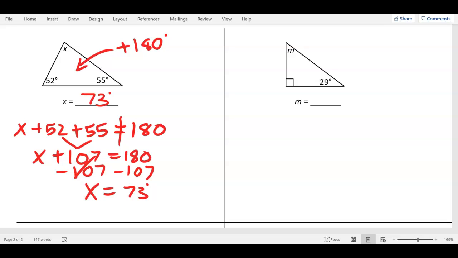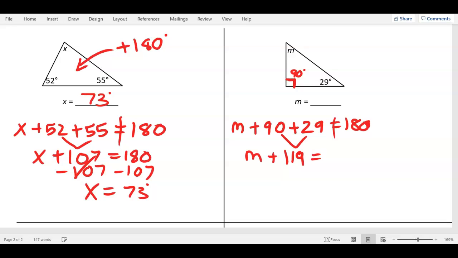On the top right here, what does this mean right here? 90, right? So again, inside adds up to 180. So I'm going to do angle plus angle plus angle equals 180 degrees, right? Once again, two constant numbers are on the same side. My first step is to try to combine like terms. So 90 and 29, those combine to make what? 119. Bring down m plus, bring down equals 180.